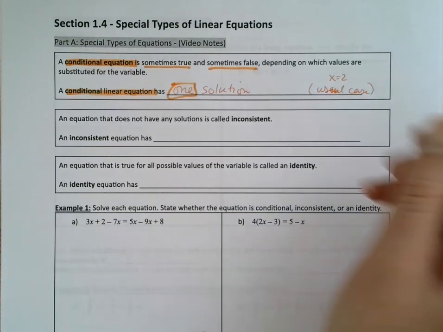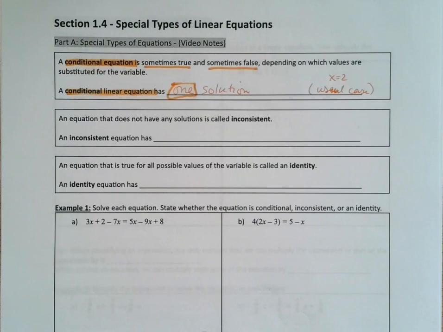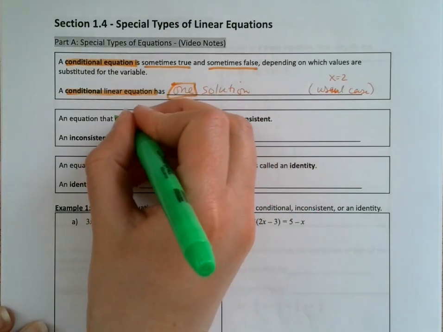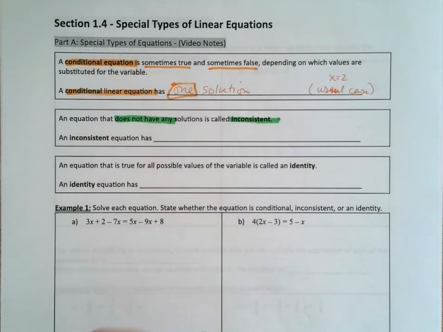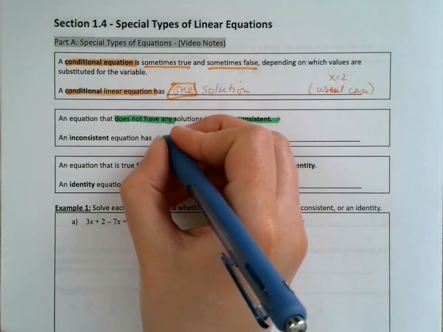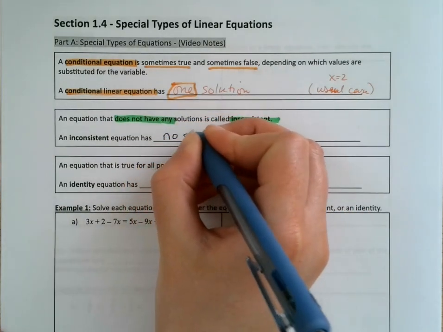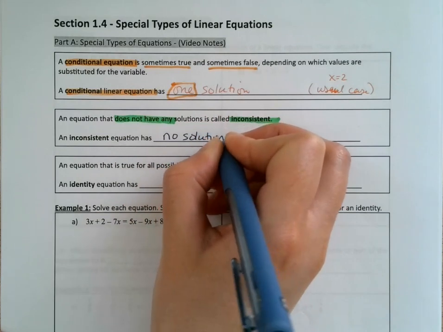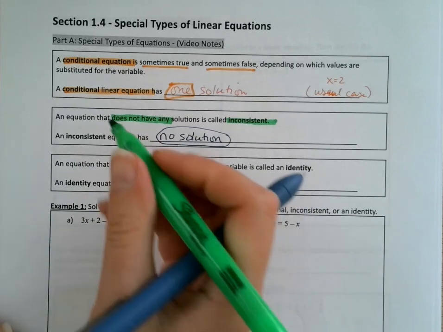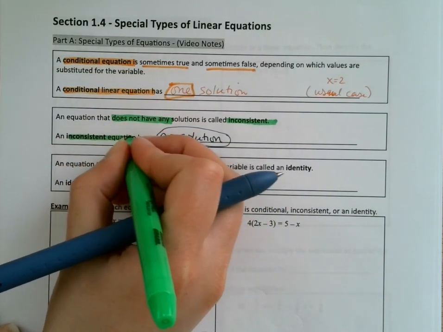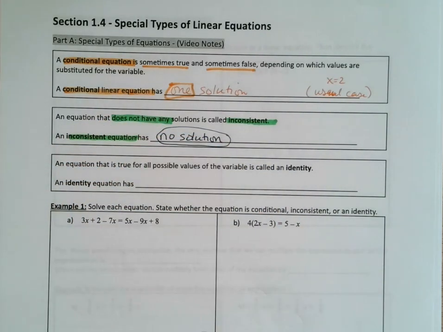Now, an equation that does not have any solutions is called inconsistent. And so the answer to an inconsistent equation is going to be no solution. And that's what we'll actually need to write as the answer. So if it's going to be an inconsistent equation, it has no solution.